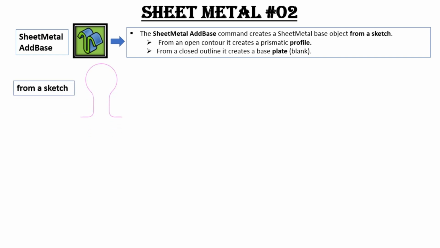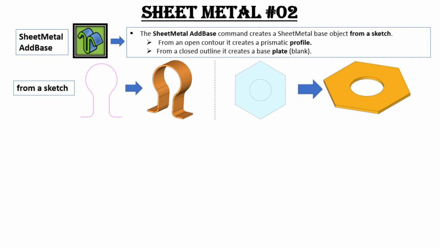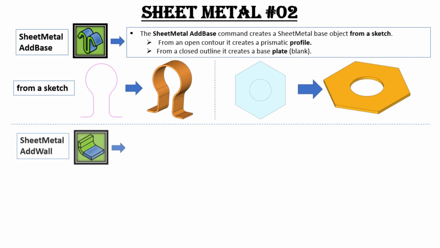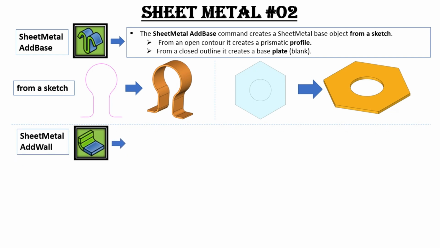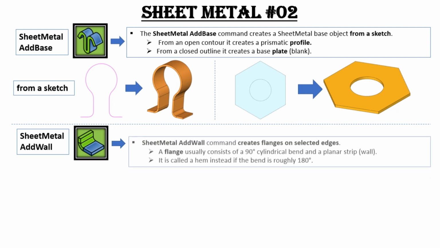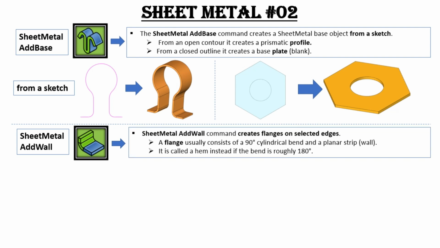First, create the sketch and then convert it to sheet metal. Set the parameters of the sheet metal in the dialog window. With the Sheet Metal AddWall tool, we can add a flange to the edges of the created sheet metal part.